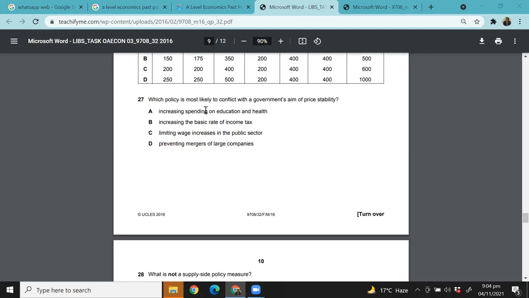Let's see if we got this correct. D. Arbab is saying D. Isha, what do you think is the correct answer? Right. Arbab, do you want to reconsider it? The question says preventing mergers. Preventing merger means what? Okay. Look at it again. Just give me a second. I'll be back real quick. Look at the options again, and then we'll discuss.